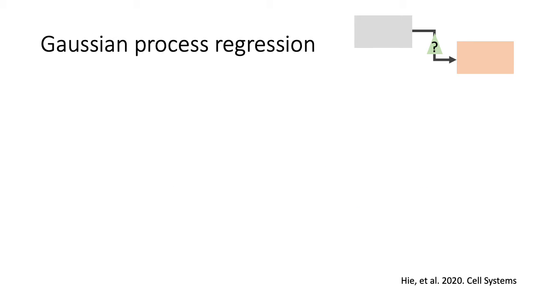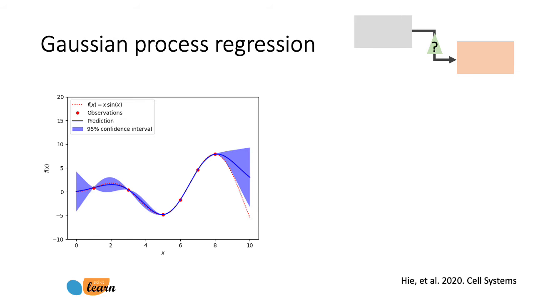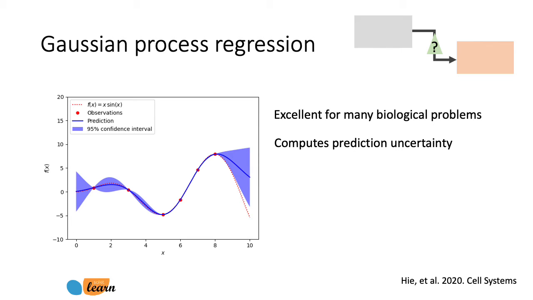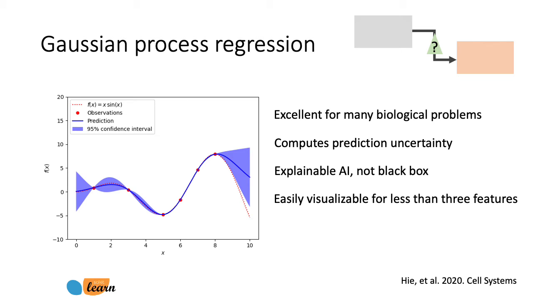Now that we have a choice of reaction coordinates, what do we select as our algorithm for regression over our features? Here we selected Gaussian process regression to interpolate and predict binding affinities. Gaussian process regression is particularly well suited for many biological problems, as reviewed in this He et al. 2020 paper. One of the reasons for this is that it intrinsically predicts uncertainty. It's also an explainable AI method. It's not black box like many neural network methods, and so we understand what the parameters mean. And lastly, it's easily visualized for fewer than 3 features, which is what we are doing here. We have 2 features, and it can be easily visualized over our reaction coordinates.